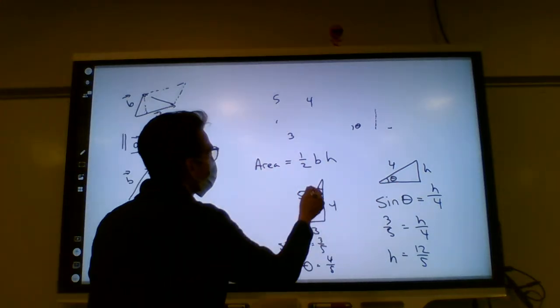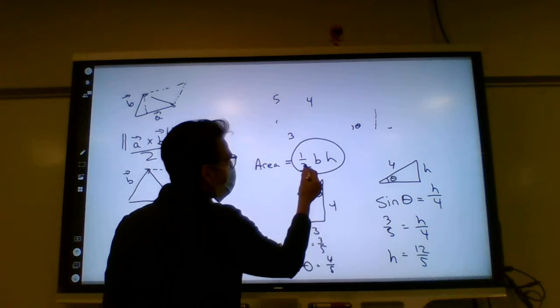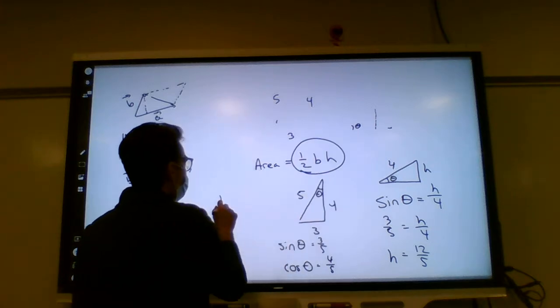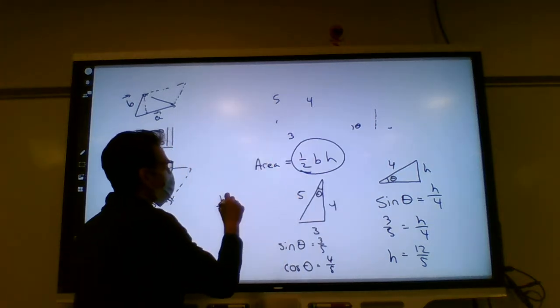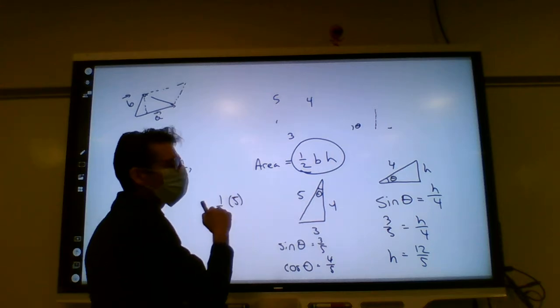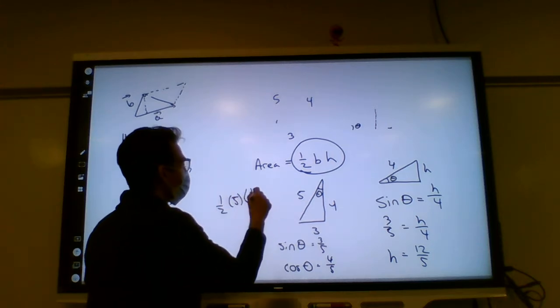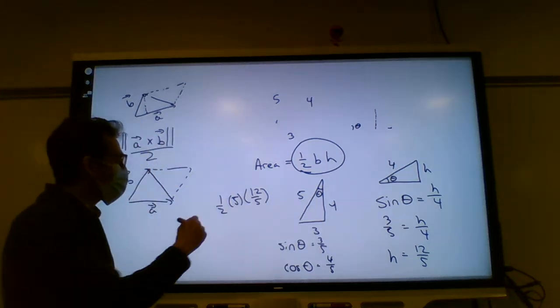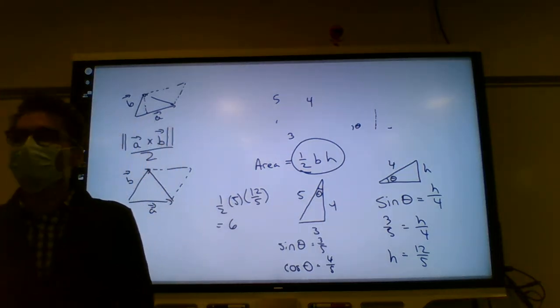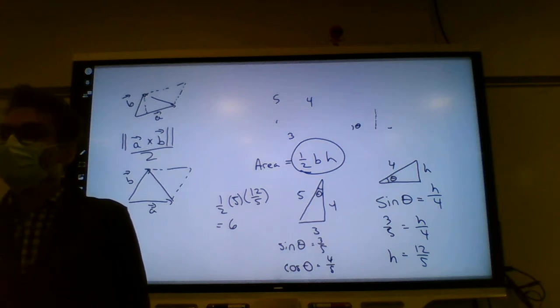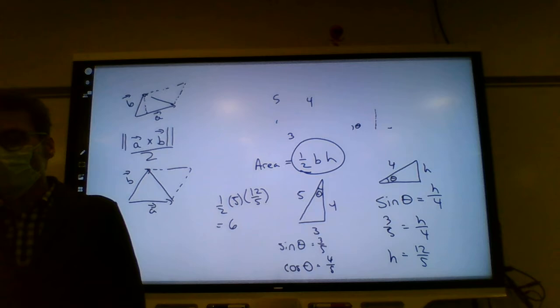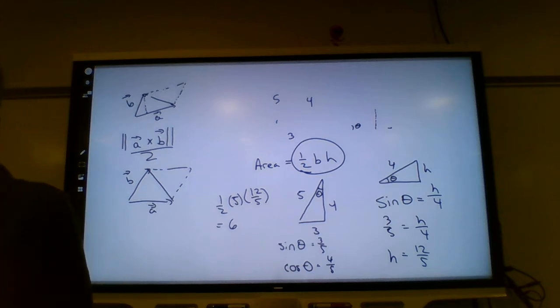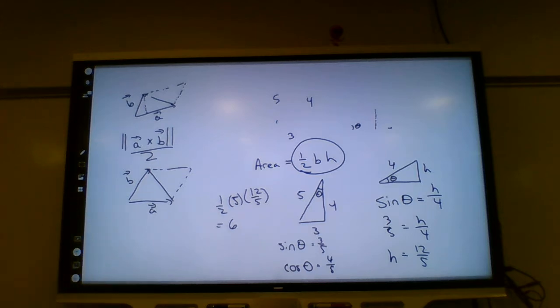And what would the area then be? The area would be 1/2 times the base, which the way that was turned was 5, times the height, which is 12 over 5, which is still 6, which is exactly the answer that we thought it should be all along. Right? So it's still the same answer. It doesn't matter how you've turned the rectangle or turned the triangle, it does not change its area. You can move it and turn it, and it doesn't change.